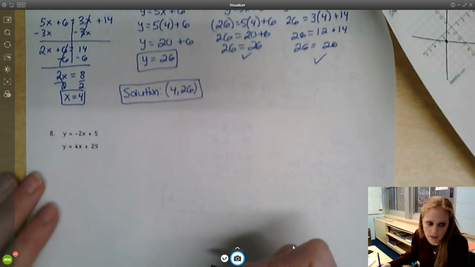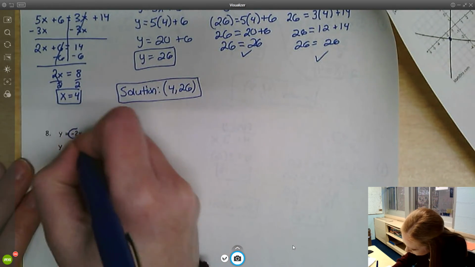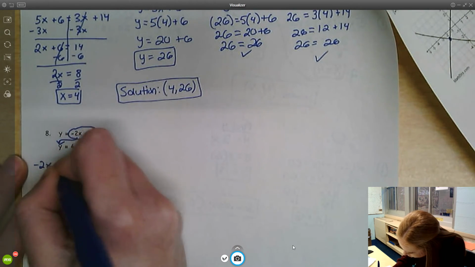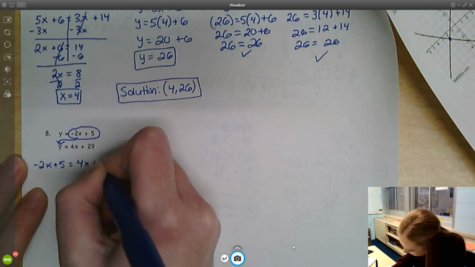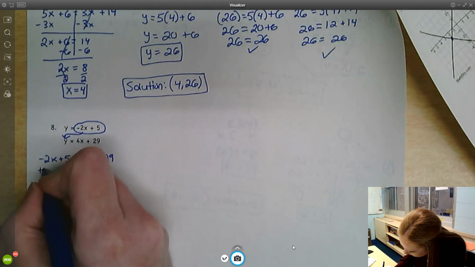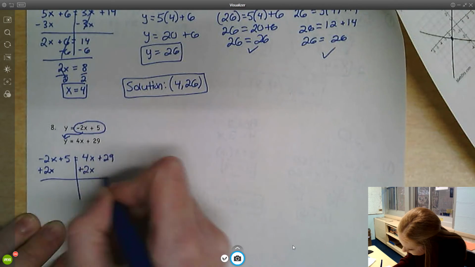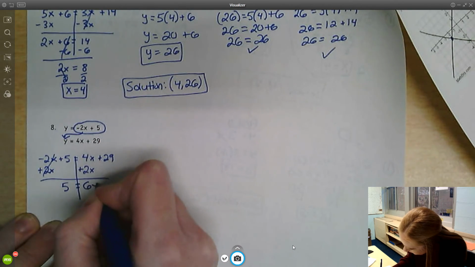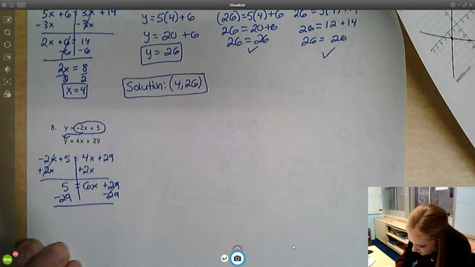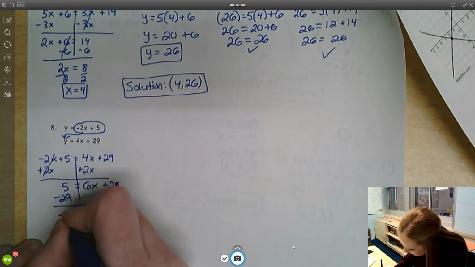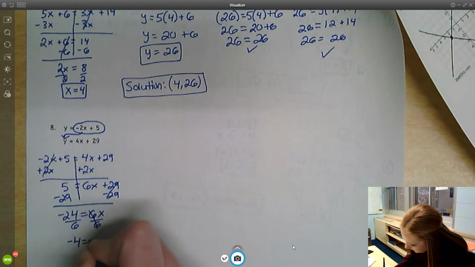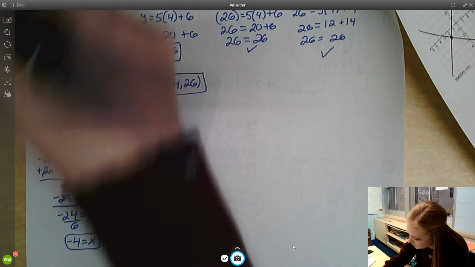All right. 8 and 9 are set up similarly. I'm not going to do the check for those. We'll just solve them. Take this expression and plug it in for y. We're setting the two equations equal to each other. And then we're solving for x. I don't like having negative x's, so I'm going to move all my x's to the right and be left with 5 equals 6x plus 29. Then I'm going to minus 29 on both sides. Let's see, 5 minus 29 is negative 24 equals 6x. Divide both sides by 6. X is negative 4. Now let's find y.